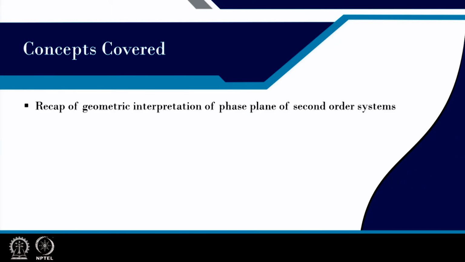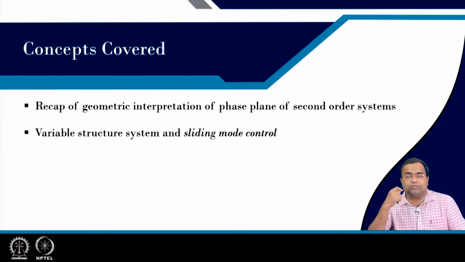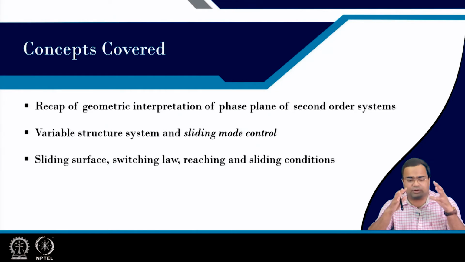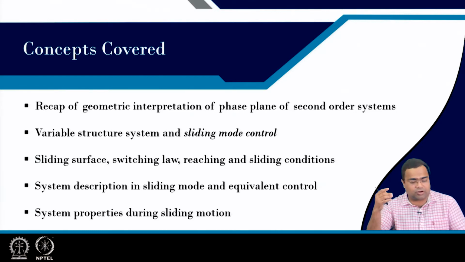So, first in this lecture, we want to recapitulate our geometric interpretation of phase plane of second order system. Then we want to discuss variable structure system and sliding mode control. Then we also want to briefly discuss about sliding surface, switching law, then reaching law as well as the sliding condition. And then system description in sliding motion, like what will be the dynamics under sliding motion, and what is the concept of equivalent control law, and finally the property of the system during sliding motion.